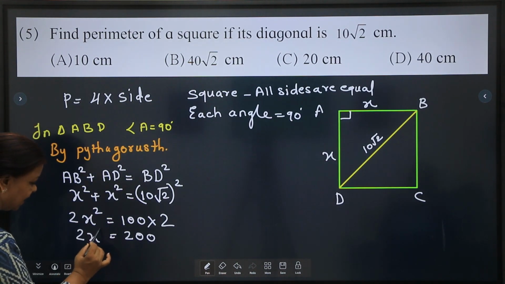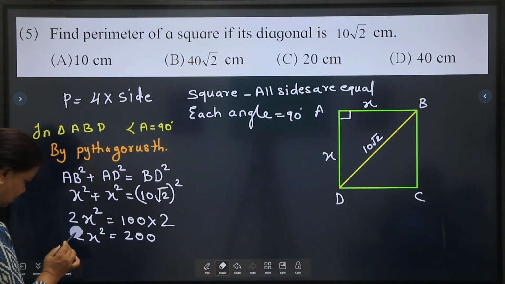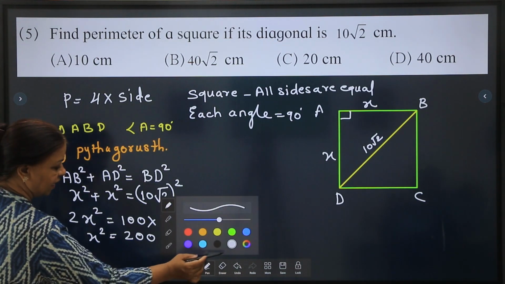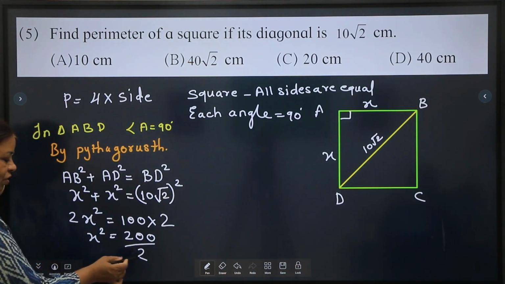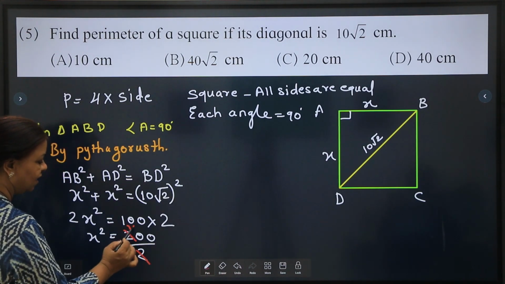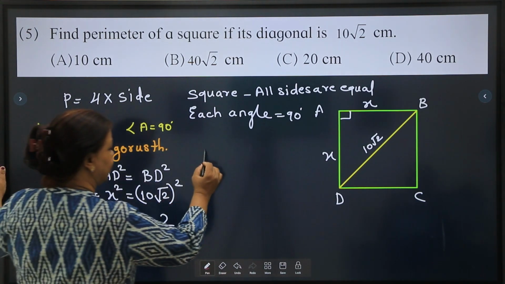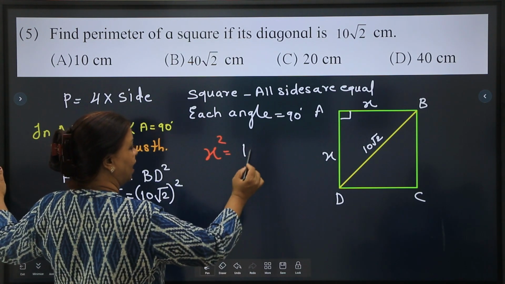2x square is there. What am I going to do? I am going to move the 2 from here to right below. The number which is multiplied here will go down. Divide it. 2 ones are 2, and you will get 100. So we get x square is equal to 100.